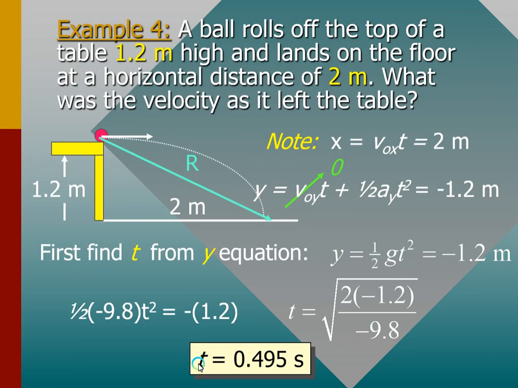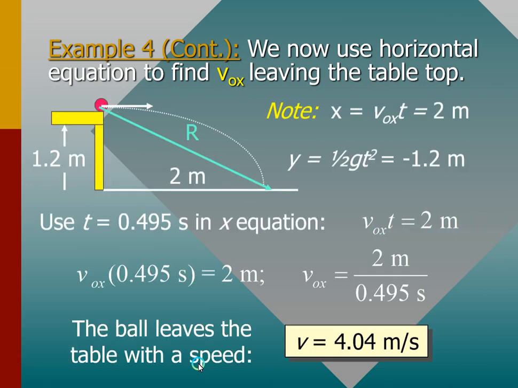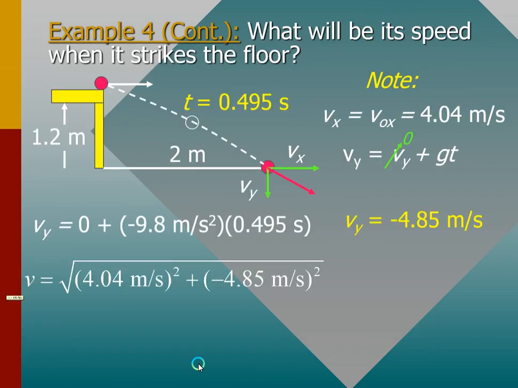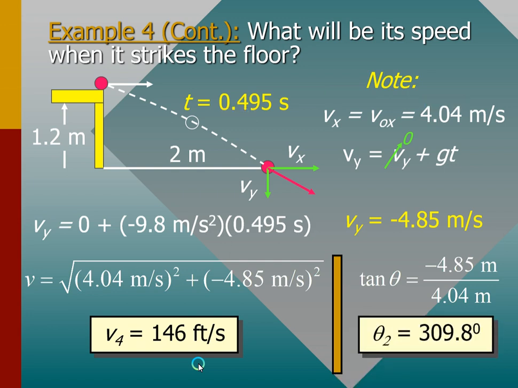Wait, I have to clarify. Okay, so we have the value of the angle, which will be equal to the arctan of negative 4.85 divided by 4.04. So theta will be 309.8 degrees.